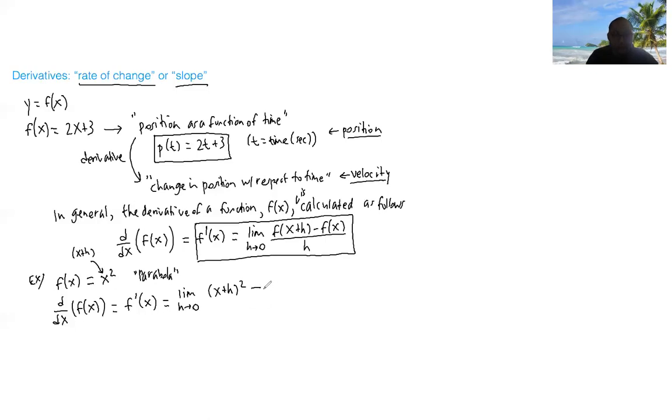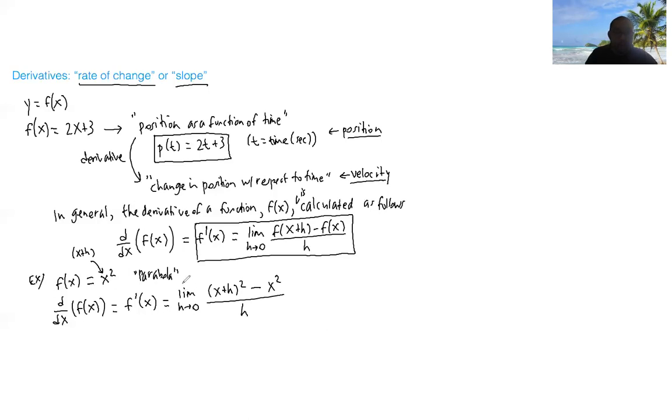So now the next term is minus f of x. This is just your original function. Our original function is just x squared. We're going to divide all that by h, all right? Now let's simplify and evaluate what we have here.